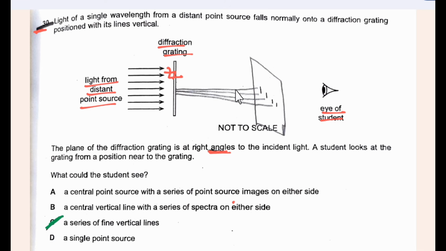And I have drawn this from the book, that after the light passes through the diffraction grating, it forms fine straight lines or fine vertical lines. And if you search in the notes or in the books, we can see that the screen is a vertical screen. That means vertical lines are formed on the screen. So a series of fine vertical lines are formed, and this is an important question, so you must remember this.